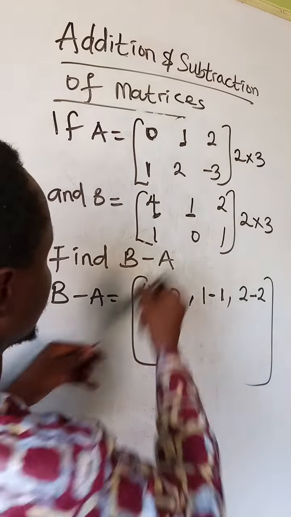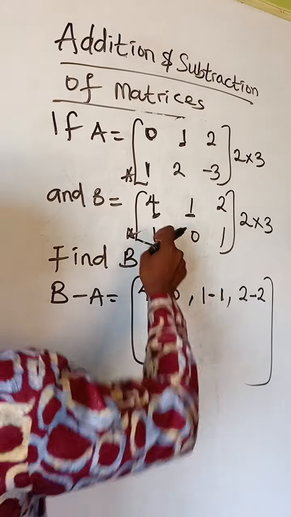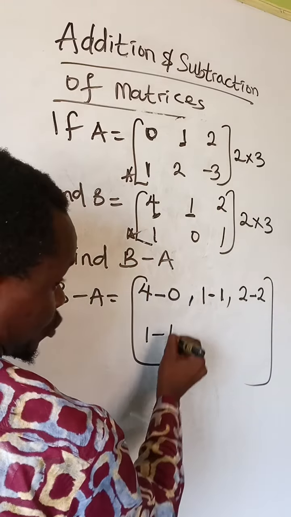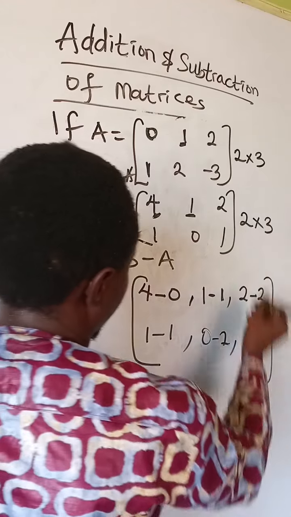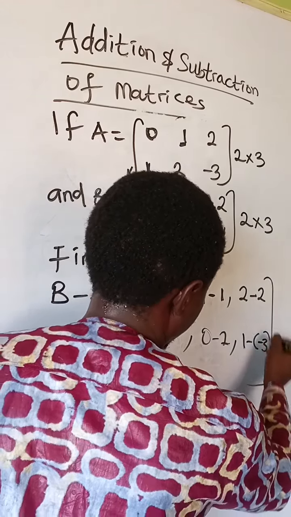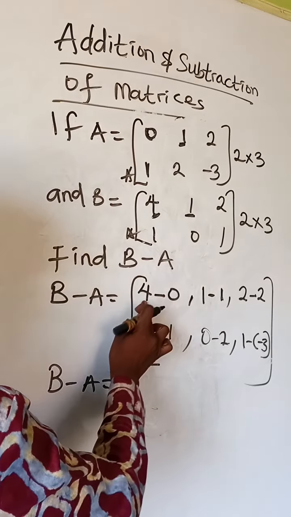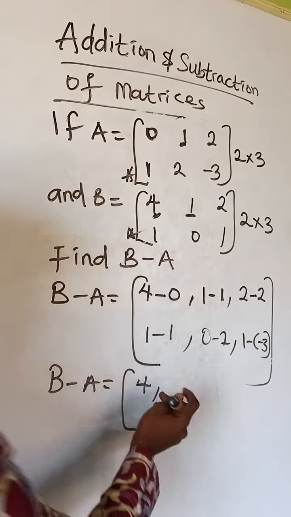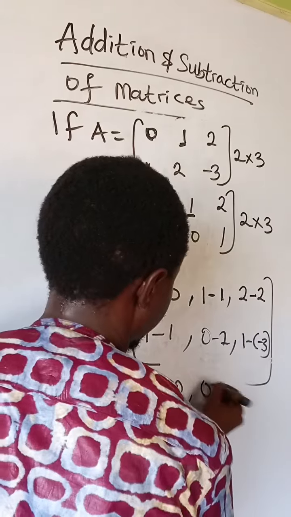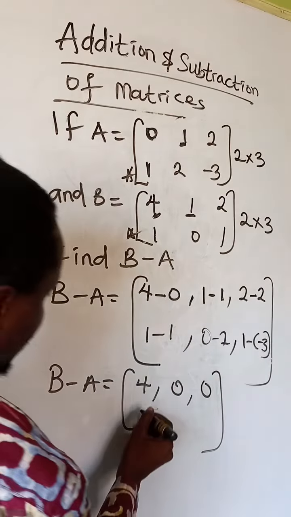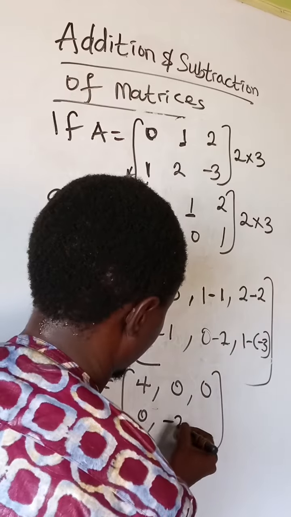Now let's go to the second row. The second row, don't forget B comes first. So we have here 1 minus 1, and we have 0 minus 2, and we have 1 minus 3. So let's bring them together. 4 minus 0 will give us 4. 1 minus 1 is 0, and 2 minus 2 is 0. 1 minus 1 is 0. 0 minus 2 will give us negative 2.